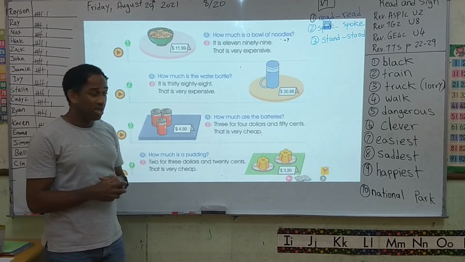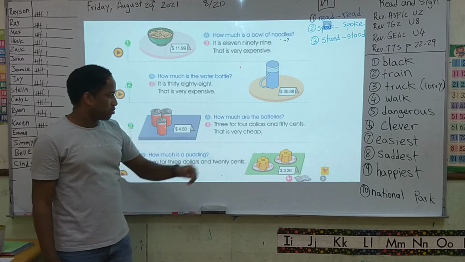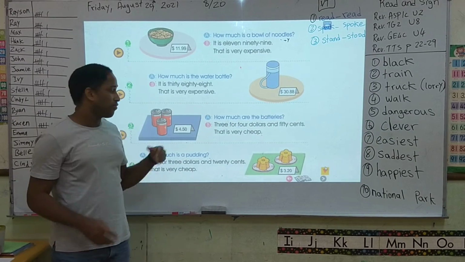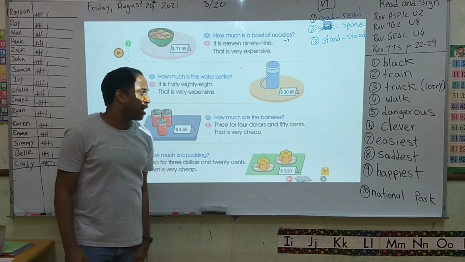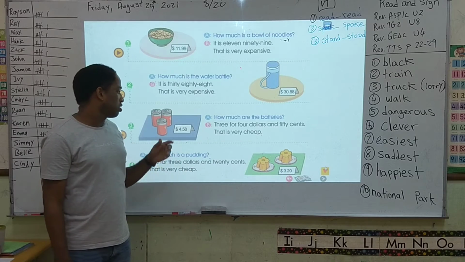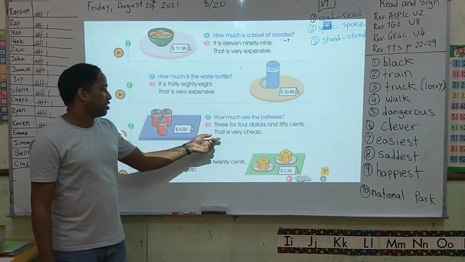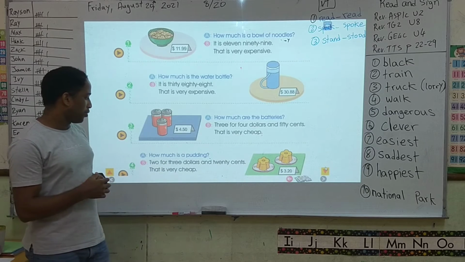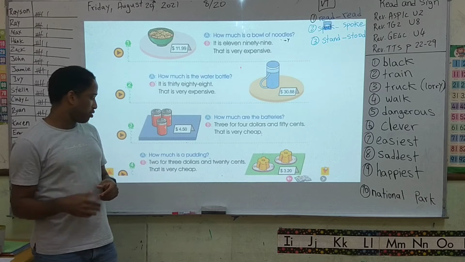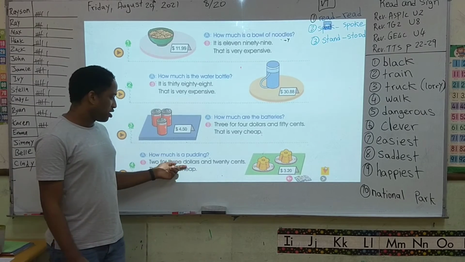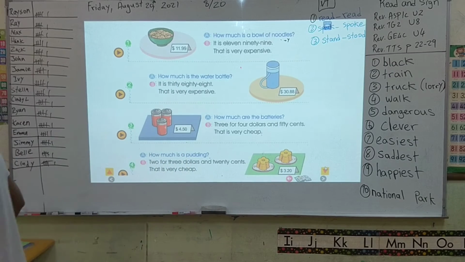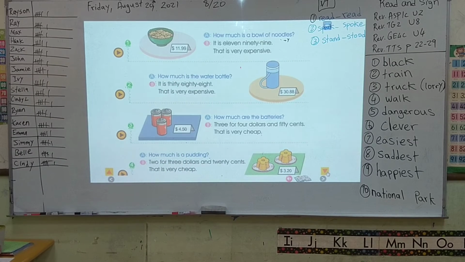How much are the batteries? 3 for $4.50. 1, 2, 3. 3 of them for $4.50. Or you can say 3 for $4.50. This is very cheap. How much is the pudding? 2 for $3.20. That is very cheap. Let's go to number 6.